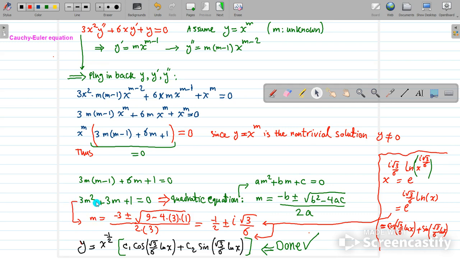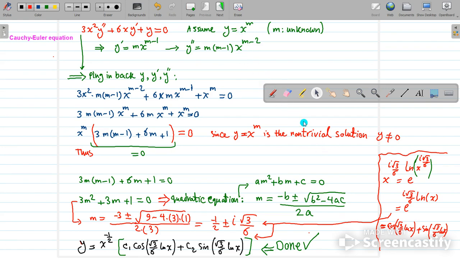So for our special case, which is this line, the a would be 3, b would be 3, and c would be 1. So based on this formula, we would have this m, right? And after simplifying more, we will get minus 1 half plus minus i square root of 3 over 6. So we find m, and we know that y in the top should be x to the m. But how can we get from this, minus 1 half plus i square root of 3 over 6, that I'm trying to show by my cursor, to get the solution as y.